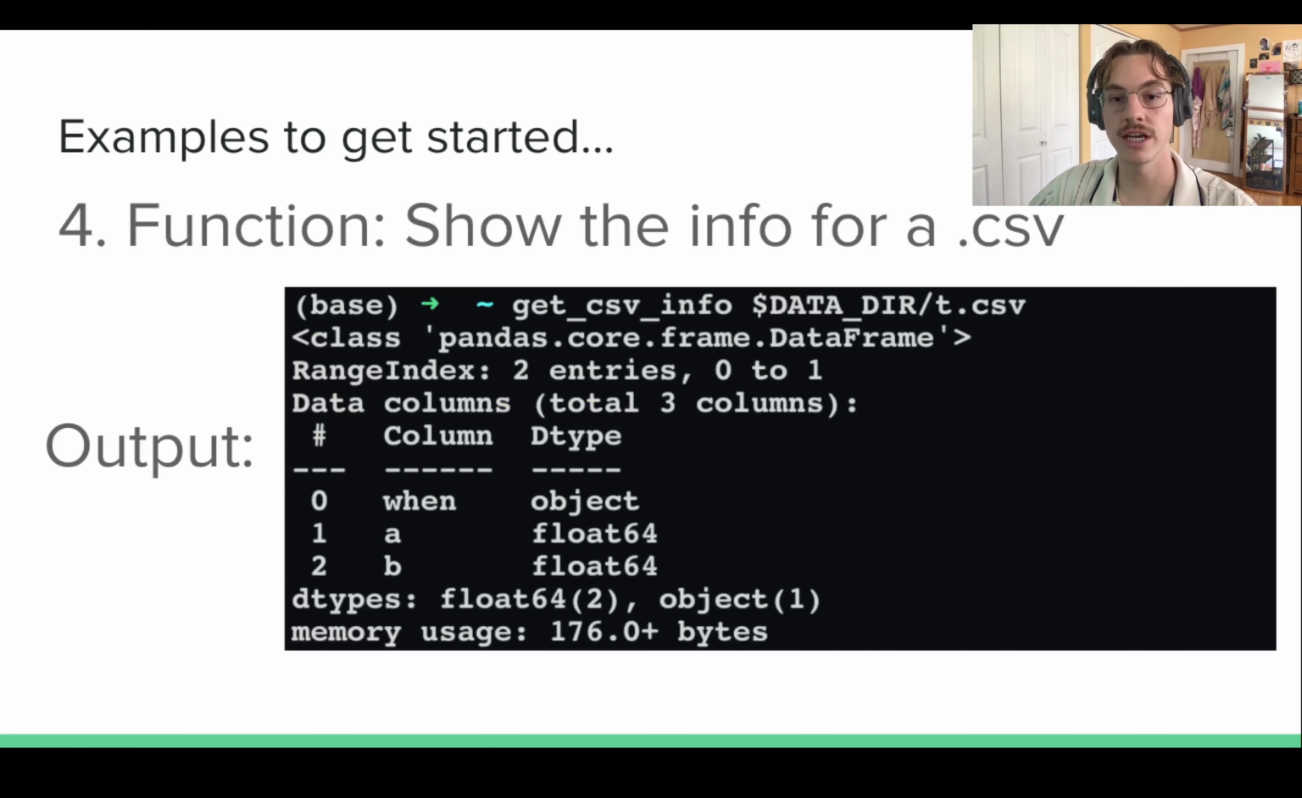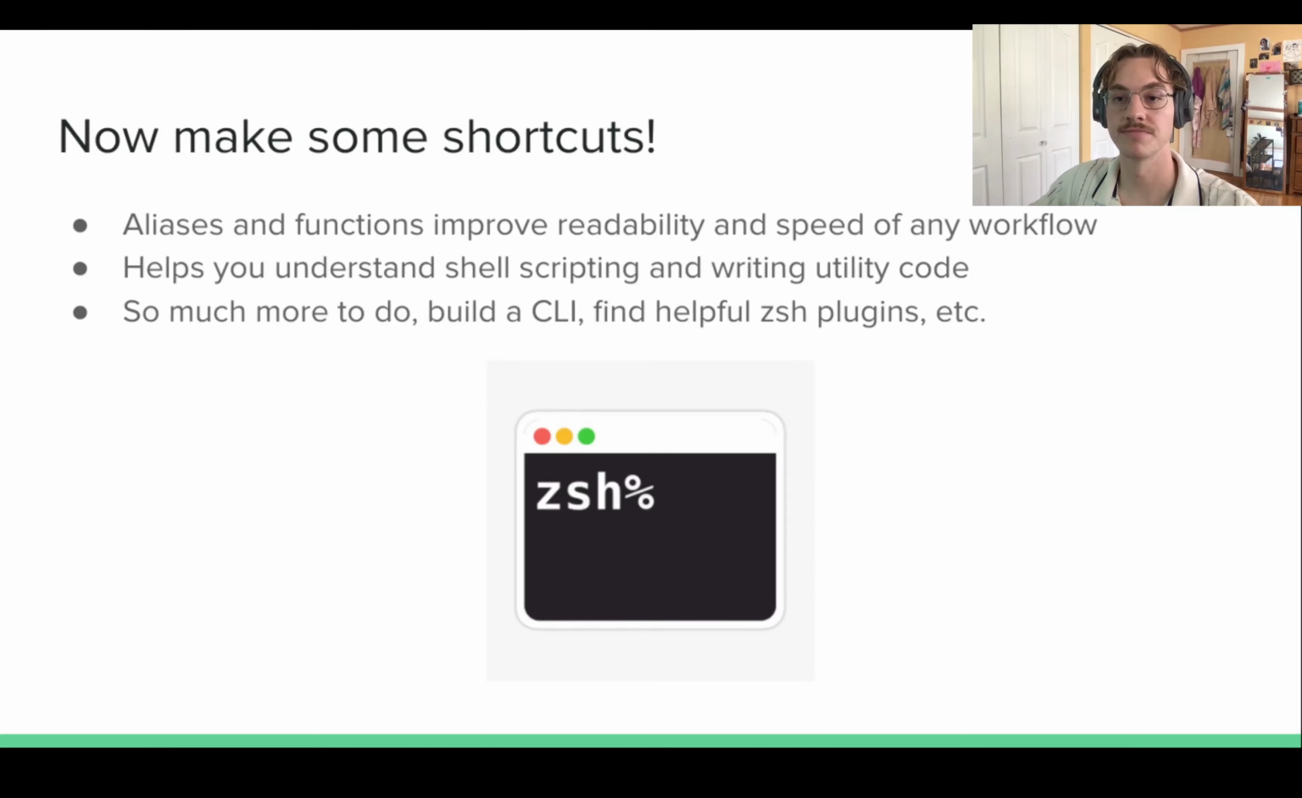So here you can go ahead and see the output of the get CSV info shell function on the CSV file t.csv from my data directory folder. And it basically just prints out the data frame info.